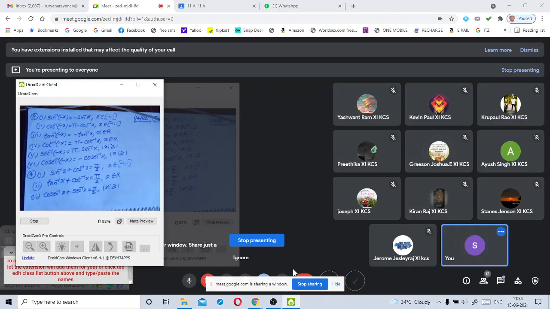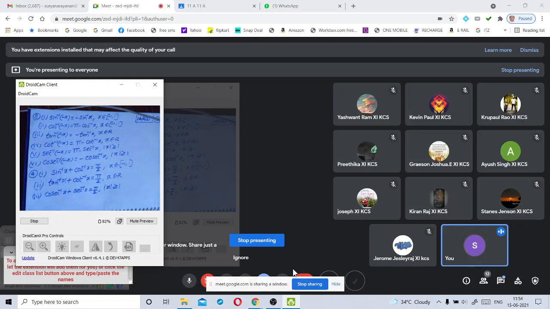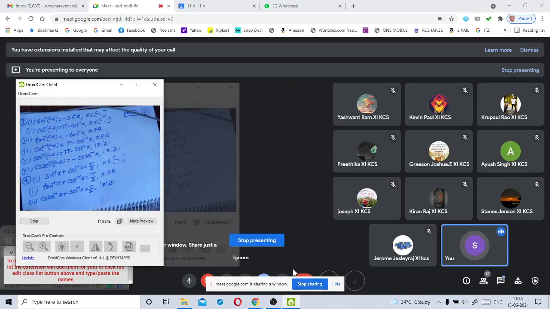Okay, sir. Now we continue the properties of inverse trigonometric functions. Yesterday, the fourth property is over. Now, the fifth property. Two more properties are there.